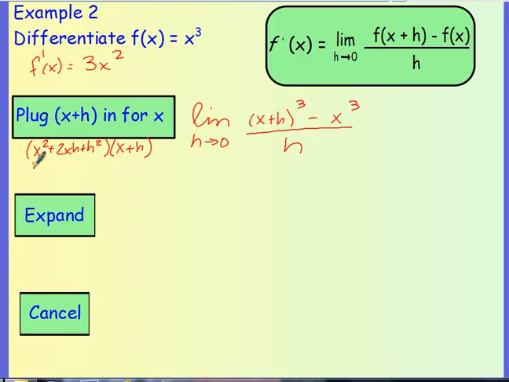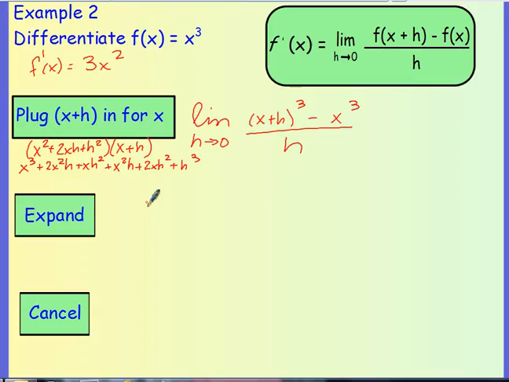Can you do it? What do I get? x cubed plus 2x squared h plus, all I'm doing is everything first times the x, xh squared, or h squared x, it doesn't matter. Plus x squared h plus h cubed. Can I simplify this?